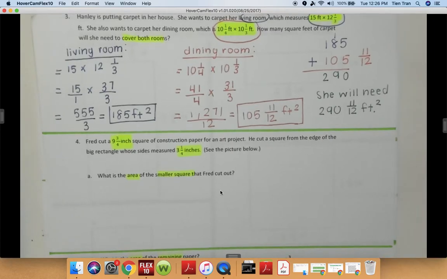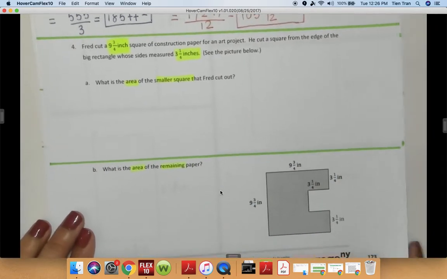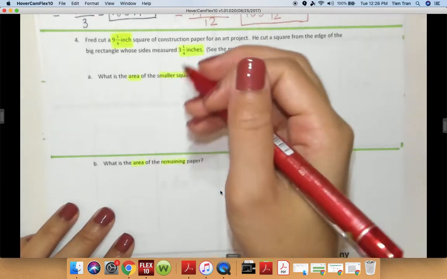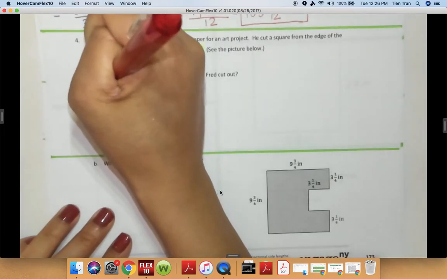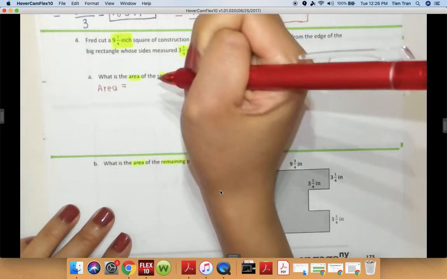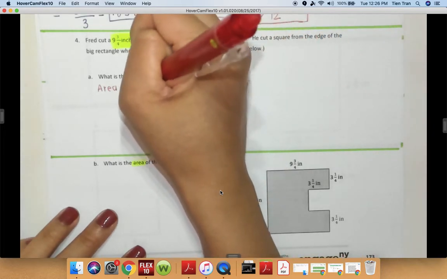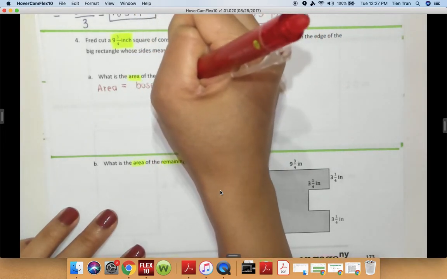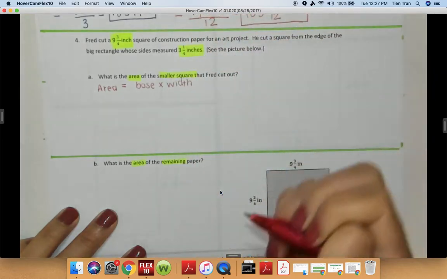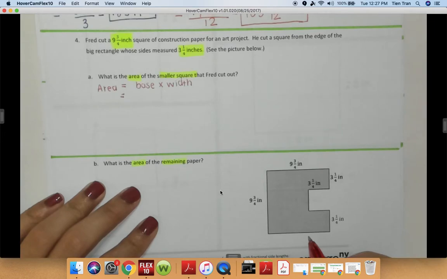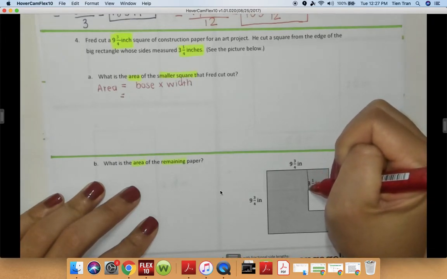So I'm going to multiply length times width. And I'm using this square right here. This is the square they're talking about. Okay, so area is equal to base times height, or you can say length times width. I'm going to use base times width. Okay, so I'm going to multiply my numbers 3 1/4 and 3 1/4 because this is the square that I'm measuring right here.